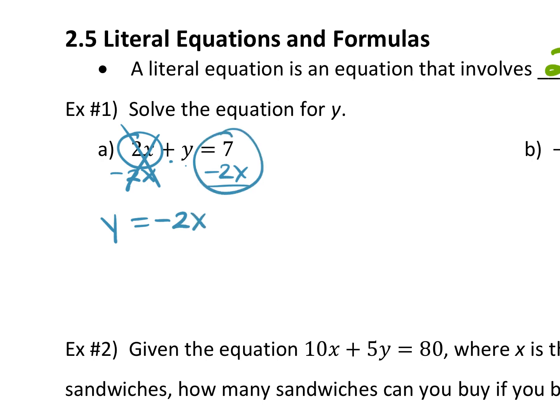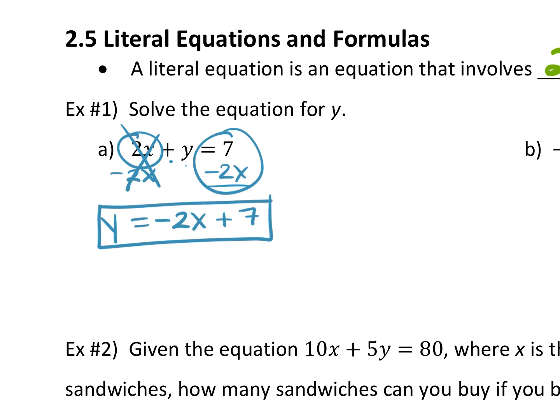We cannot combine that. They are not like terms. So please don't add those together. Please don't subtract them. You cannot combine them. So it's going to be a negative 2x. Is this plus or minus 7? It's a positive 7, so plus 7. So this would be your setup.